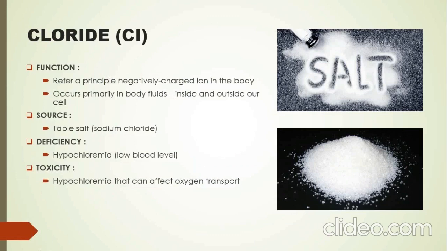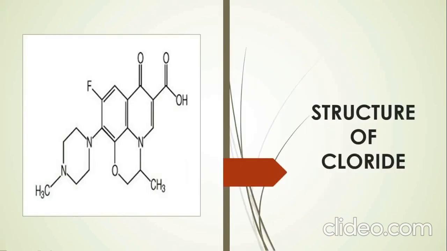First is chloride. It is referred to as the principal negatively charged ion in the body and it is important in transporting electrical impulses. Besides, it also occurs in our blood fluid, either inside or outside. The sources of chloride can come from the salt that we eat. Next, deficiency and toxicity can cause hyperchloremia and may affect our oxygen transporting, which can be detected by the chloride test. This is the structure of chloride.